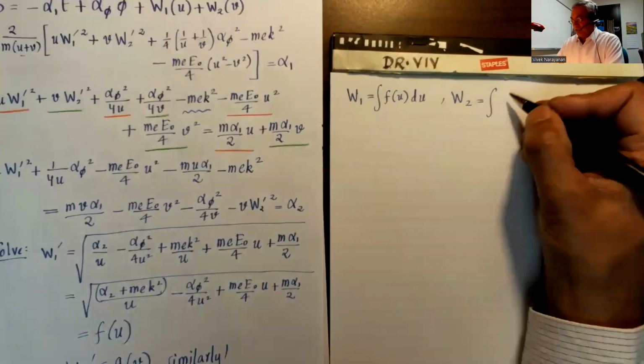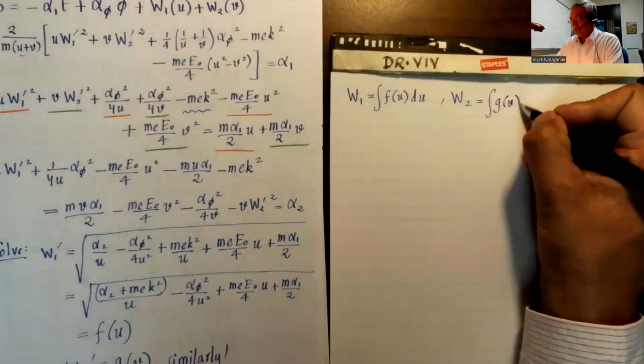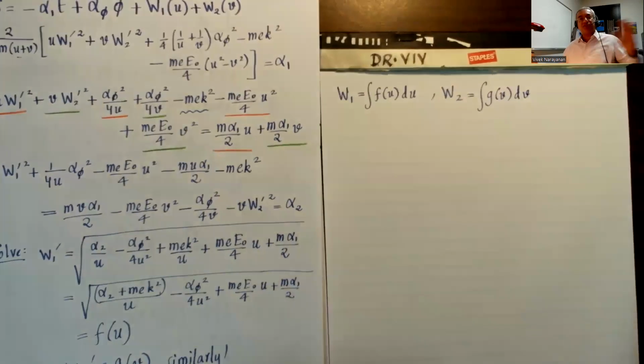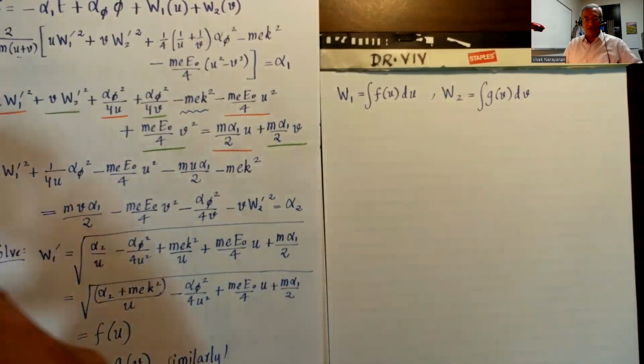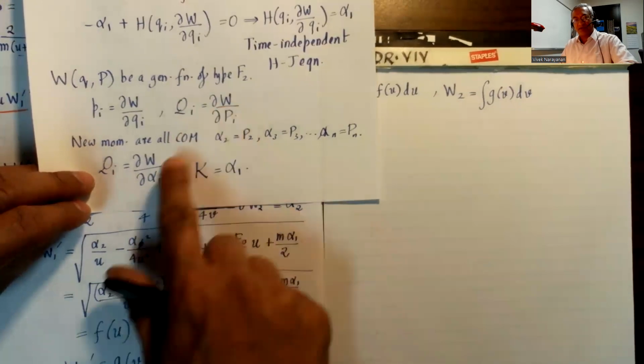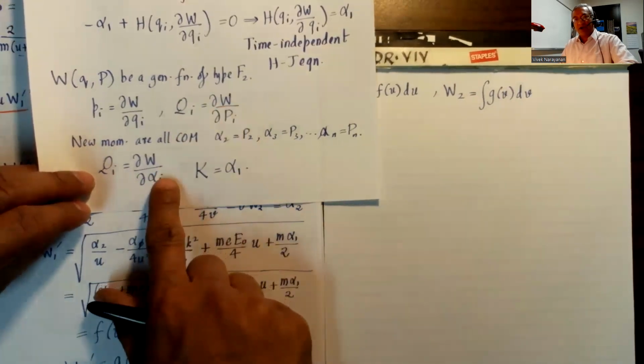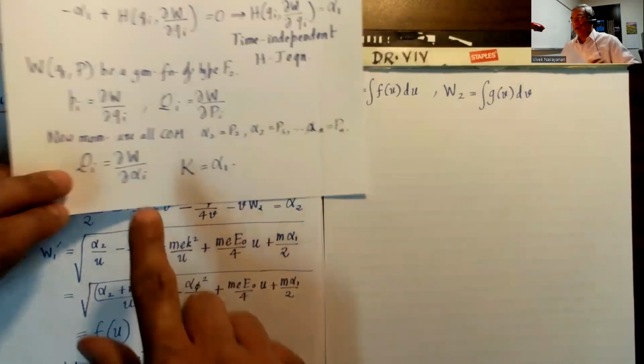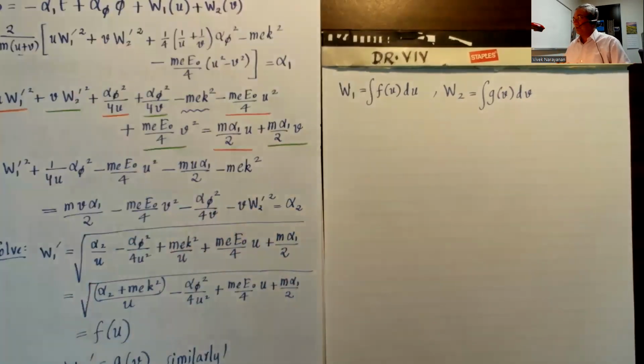So then I get the integral of g of v dv for W2. So in principle, we have W1 and W2. The important thing is we don't really need to find these W's, because it's only the partial derivatives of W which really matter, because the new momenta are got by taking the partial derivatives of W with respect to the alpha i's. So when you do the partial derivatives, it's that integral that you need to find, not the original integral.